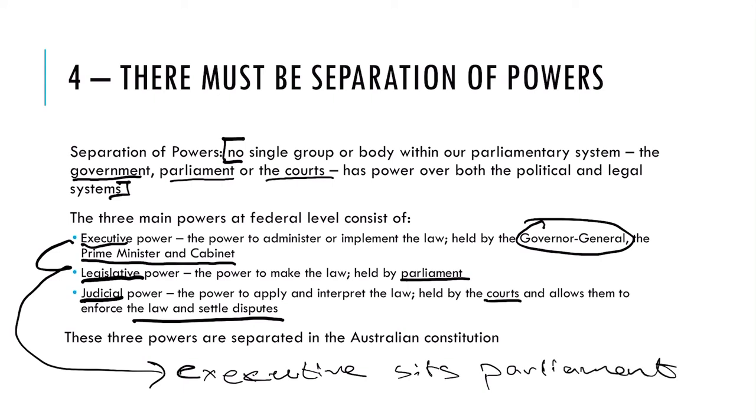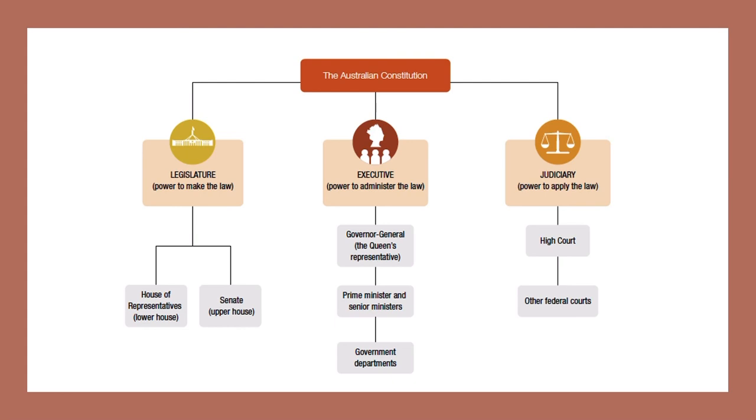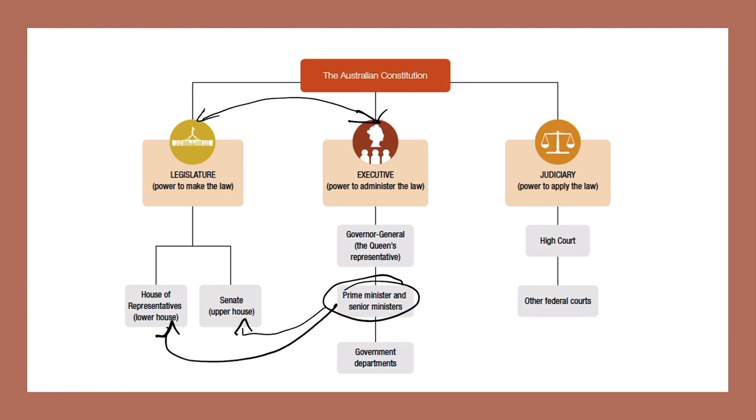So there is a little bit of crossover in our systems because there's a little bit of overlap between the executive and legislative powers. This diagram illustrates separation of powers to really great effect. We can see that the legislature is separate to the executive, which is separate to the judiciary. But as I already mentioned, there is a little bit of overlap in the Australian system between the legislature and the executive, because the Prime Minister and the senior ministers actually sit in either the House of Representatives, which the Prime Minister would definitely be in, but some ministers may be in either the upper house or the lower house.